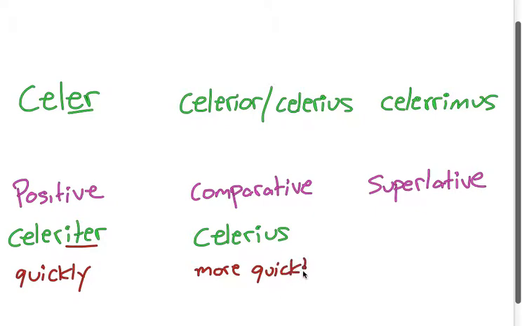or more swiftly. And then the superlative, you take, just like you do for the positive of a first and second declension adjective that ends in us, you change that to an e. So take off us and add e, and this would be very quickly, or most quickly.